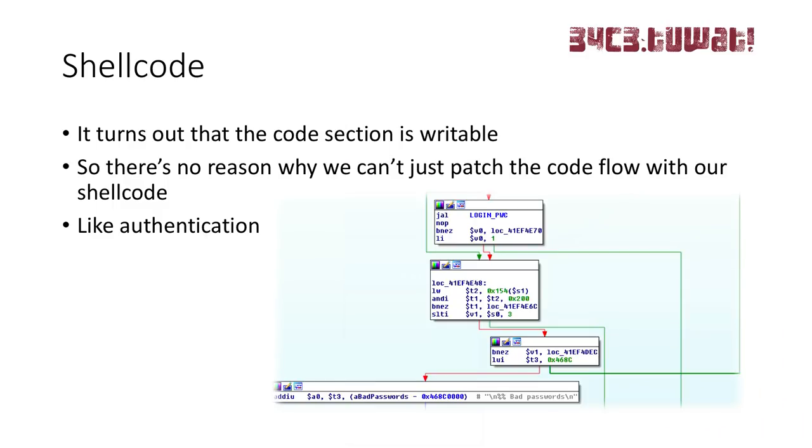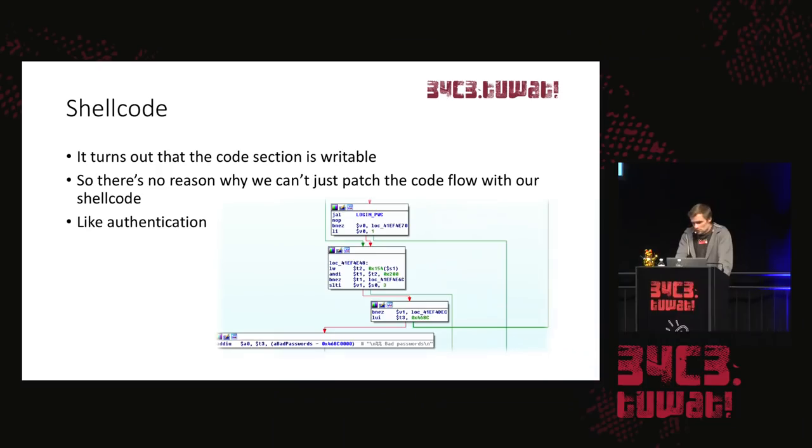A few words about the shellcode. The device I was working with had a telnet service and it had a password. So I designed a simple shellcode that will just patch the authentication code flow. As you can see here, we have a function, login password check, and the result, which is in the V0 register, is checked whether the authentication was successful or not. We can build a shellcode which will just patch this instruction, which checks the login password check, and it will allow us to make a credentialless authentication against the telnet service.